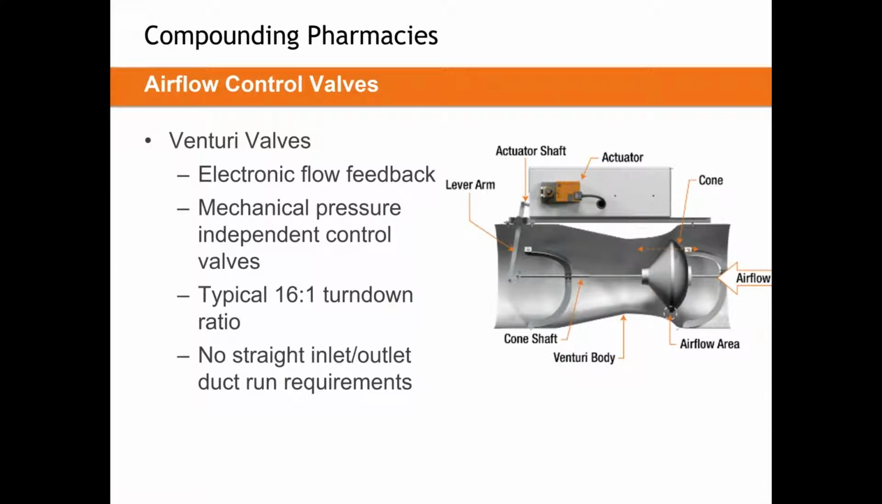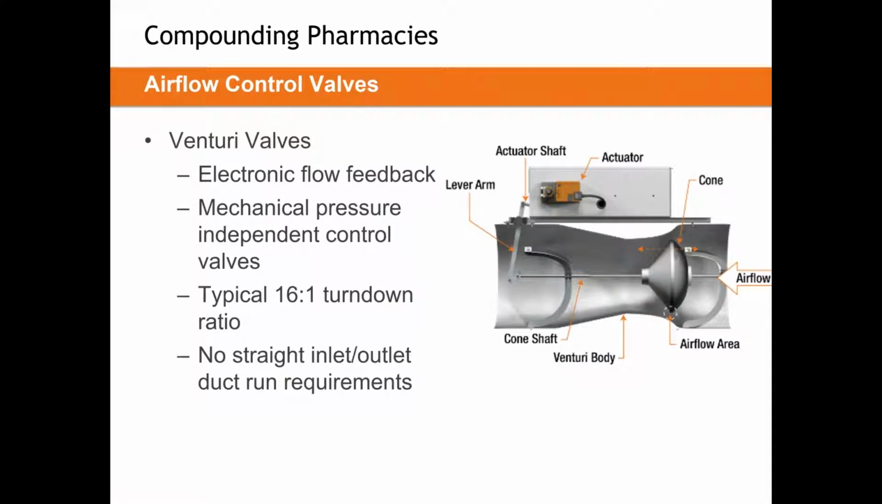These are also controlled to plus or minus 5% of flow from minimum to maximum. The biggest difference here, as far as that goes, is typically a Venturi valve will have a larger available turn-down ratio as compared to a high-accuracy terminal. Typically about 16:1. You may even get up to 20:1 on a Venturi valve.